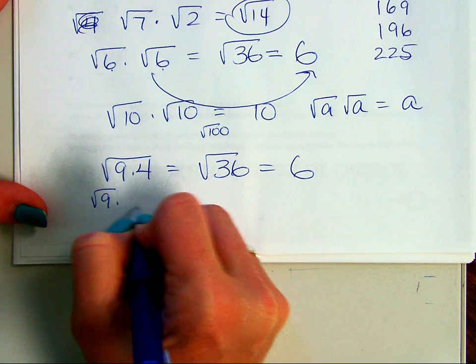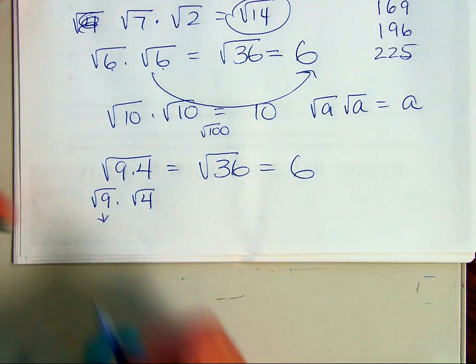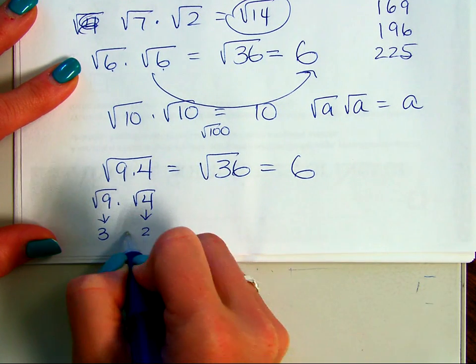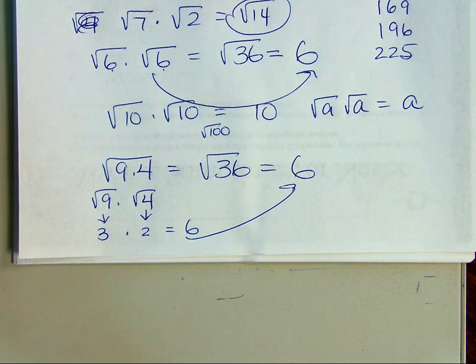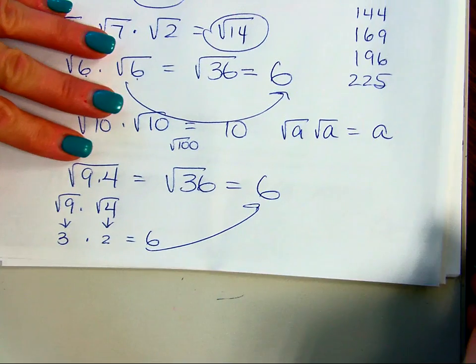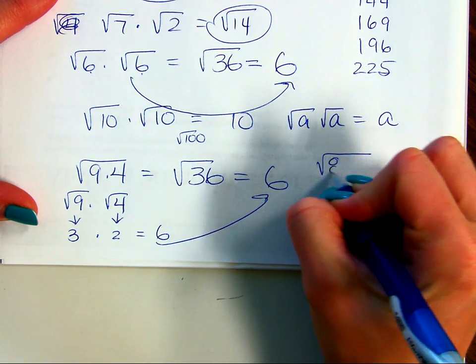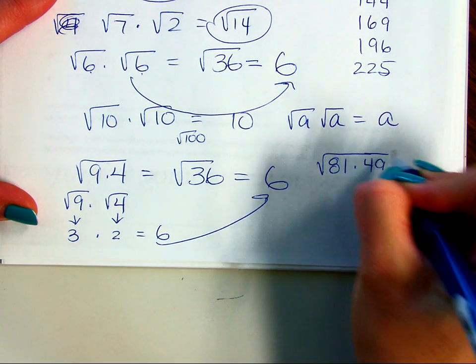So could I take the 9 and the 4 and separate them? And what is the square root of 9? And what's the square root of 4? And what's 3 times 2? 6. So it works whether they're separate or together. This will come in handy for when I ask you to find the square root of 81 times 49.